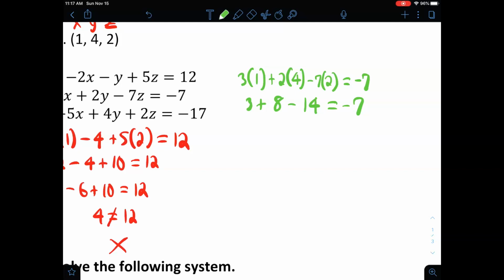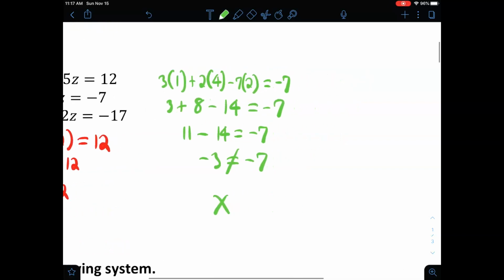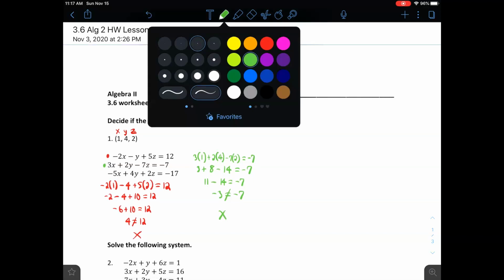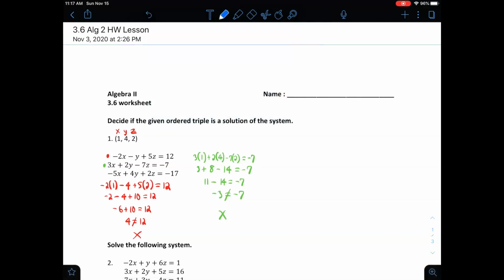All right. Now scanning left to right, we do 3 plus 8, which is 11, minus 14, which equals negative 3. 11 minus 14 is negative 3. Does negative 3 equal negative 7? It does not. This is not a solution for the second one. We're at 0 for 2 right now, so not a good start for this equation, but we'll keep going.